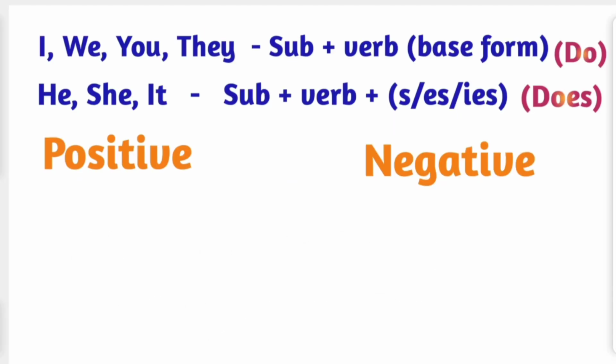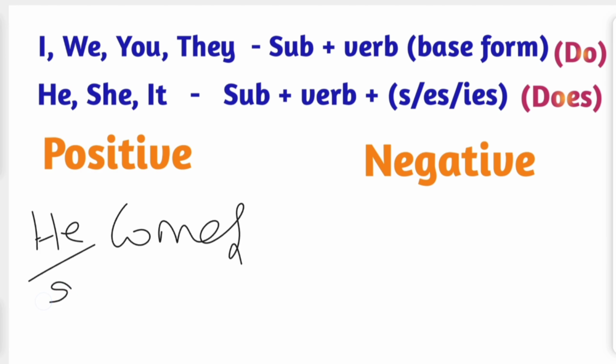Now we will see the positive sentence. For an example, he comes. Here he is the subject, verb plus s. This is a positive sentence.